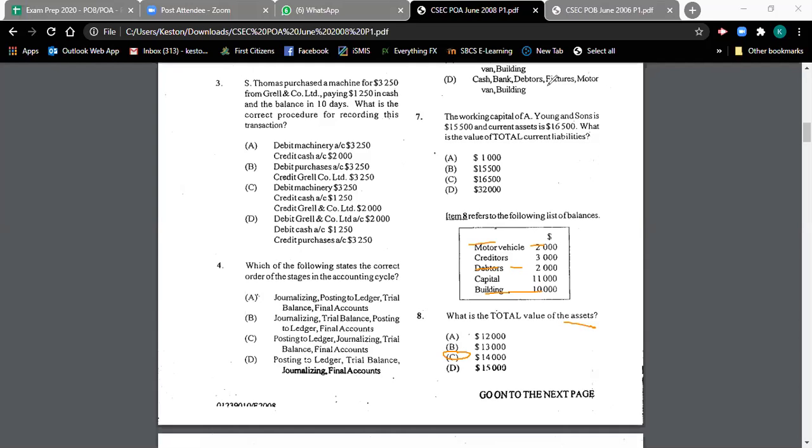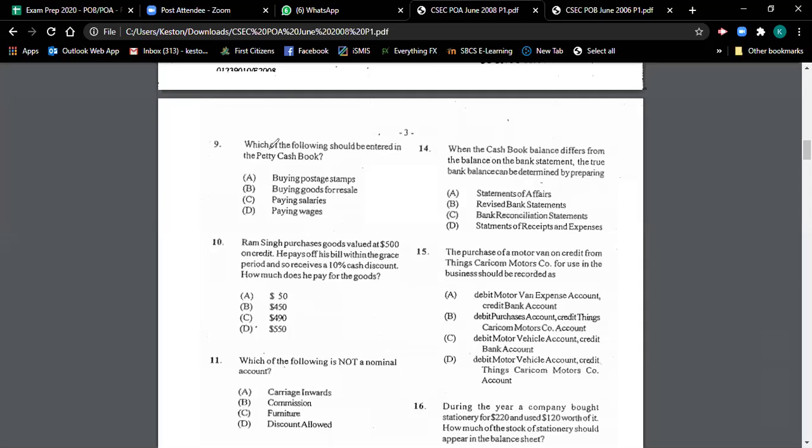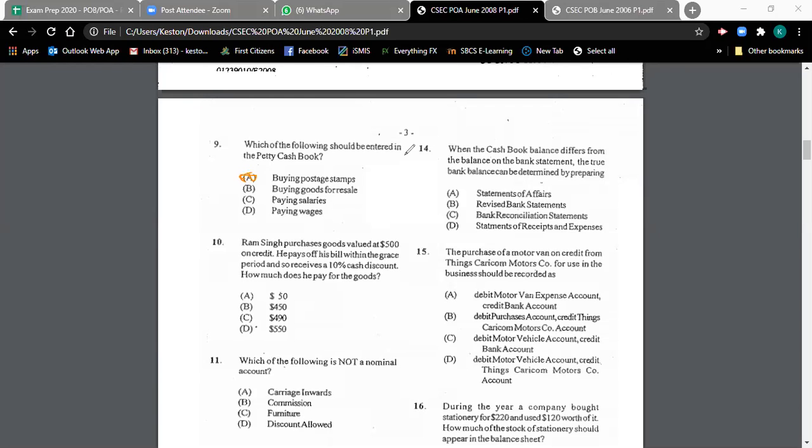Next. Which of the following should be entered in the petty cash book? Petty cash book. Very good, Ariana. A, buying of postage stamps. Well done. 10, Ram Singh. Good job, Shania, Alex, Avisha. Ram Singh purchases goods valued at $500 on credit. He pays off his bill within a grace period and receives a 10% cash discount. How much does he pay for the goods? Very good, Ariana. Well done, Alex, Shania, Avisha, Christiana. $450. Very good.